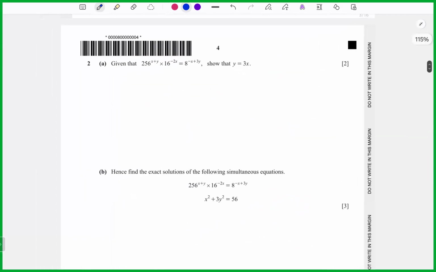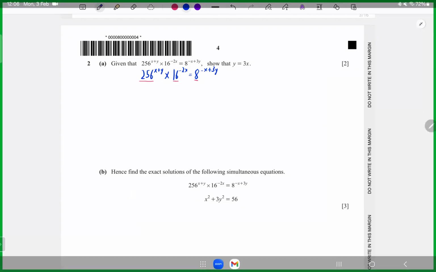Let's look at question 2. Given that 256 to the power x plus y multiplied by 16 to the power minus 2x equals 8 to the power negative x plus 3, show that y equals 3x. So how? Now I can copy the question first. Now we try to relate these three values. What is similar here? Because their base is 2.